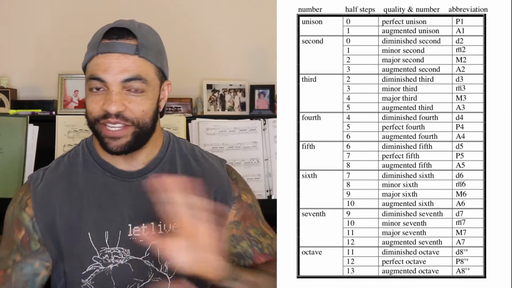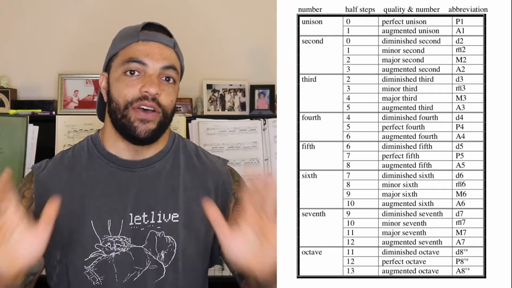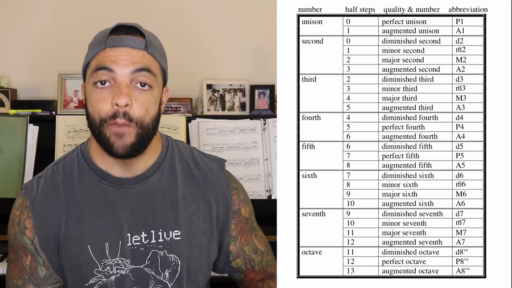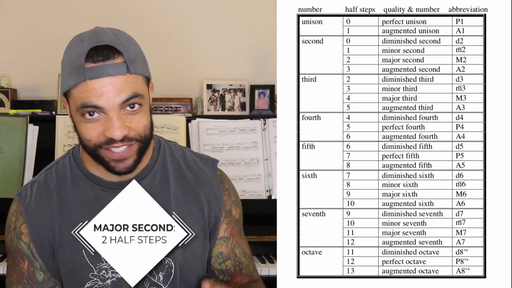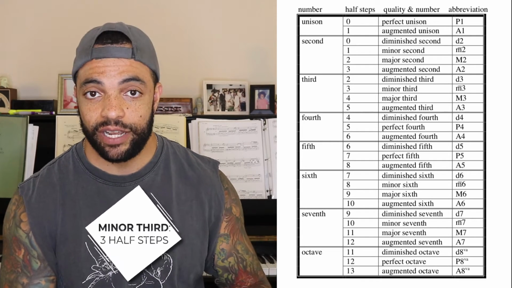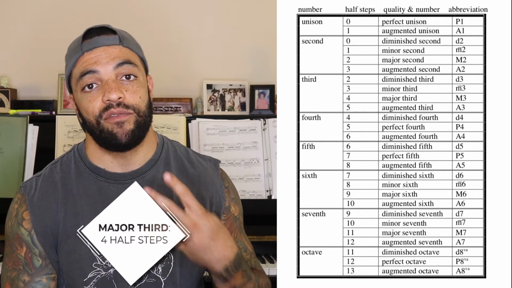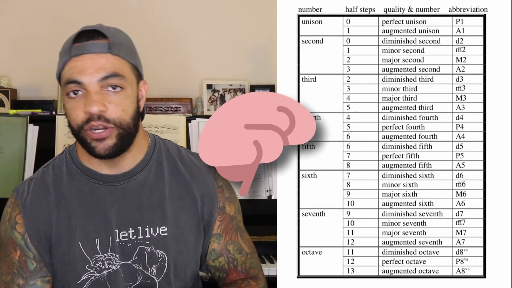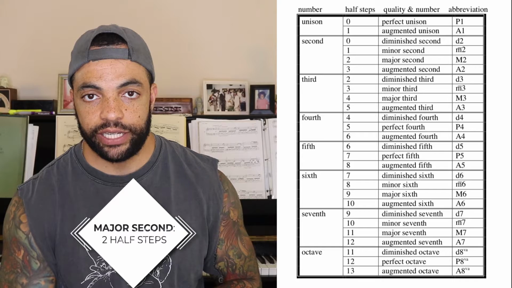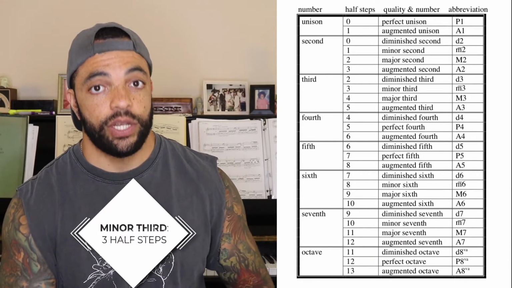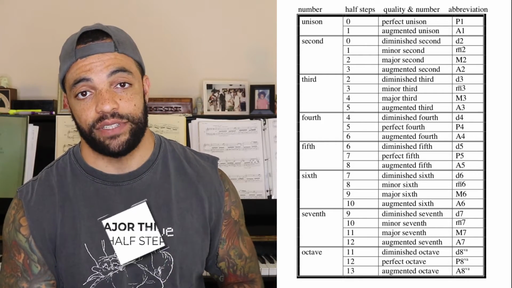So taking a look at this chart, we're going to ignore basically everything past thirds, right? But for seconds, a minor second is 1 half step, a major second is 2 half steps, a minor third is 3 half steps, and a major third is 4 half steps. Memorize these relationships. Minor second, 1 half step; major second, 2 half steps; minor third, 3 half steps; major third, 4 half steps.